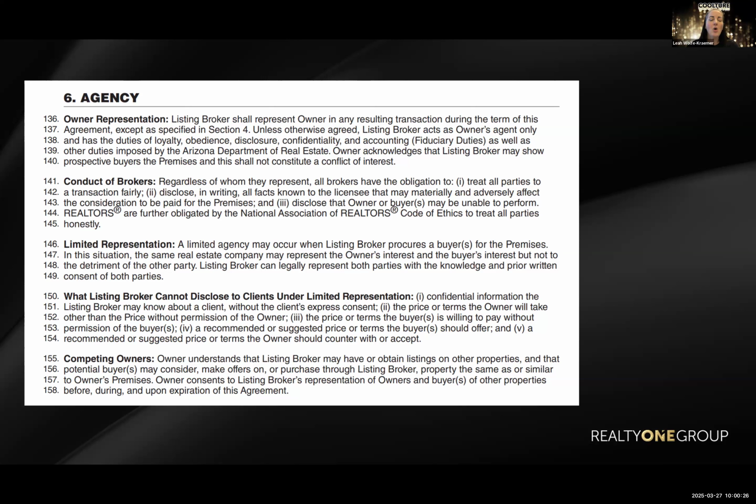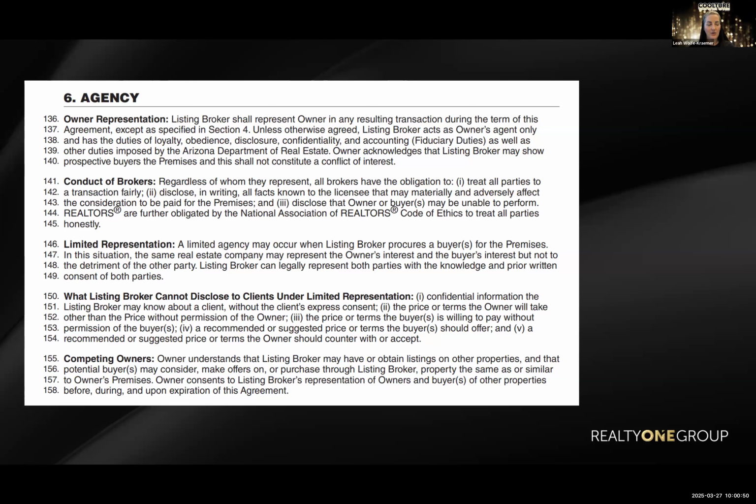Regardless of whom they represent, all brokers have the obligation to treat all parties to a transaction fairly, disclose in writing all facts known to the licensee that may materially and adversely affect the consideration to be paid for the premises, and disclose that owner or buyers may be unable to perform. Realtors are further obligated by the National Association of Realtors Code of Ethics to treat all parties honestly. So it's just kind of breaking it out.